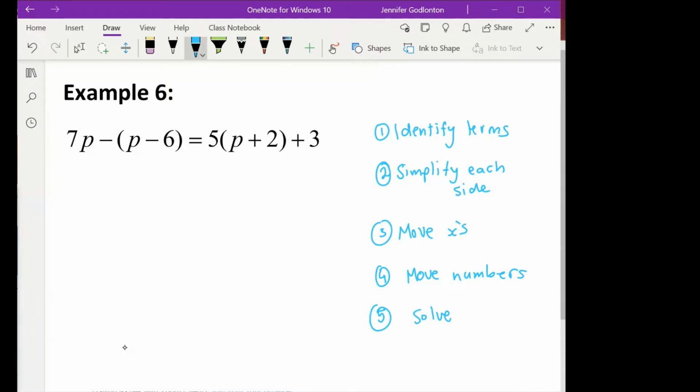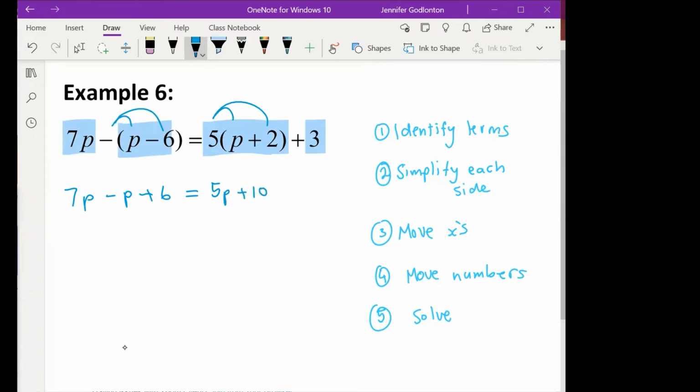Ma'am, can I answer the question? Yeah, that would be great. Can you talk me through it? Okay, so first we're gonna multiply negative with p. Okay, before you jump in, I'm just going to quickly highlight our terms for everyone. Okay, go ahead. It's gonna be 7p minus p plus 6. Good. And then on our right-hand side? 5p plus 10 plus 3. Excellent. Okay, next step.